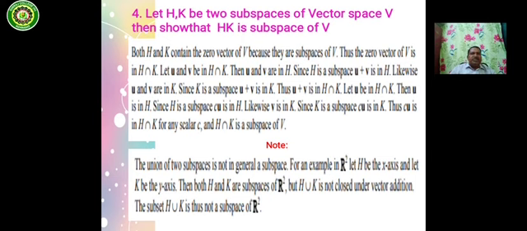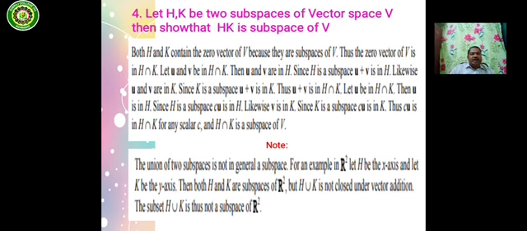For the second condition, let u comma v belong to H intersection K. Then u comma v are in H and K also. Since u comma v are in H, u plus v belongs to H. Since u comma v belong to K, u plus v belongs to K. So u plus v is an element of H and K also, so u plus v is an element of H intersection K, meaning the second condition is satisfied.